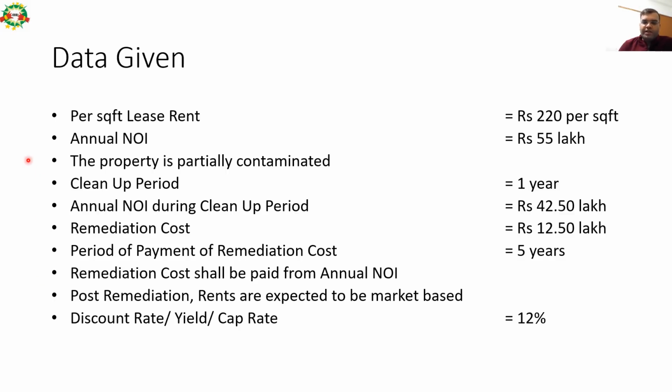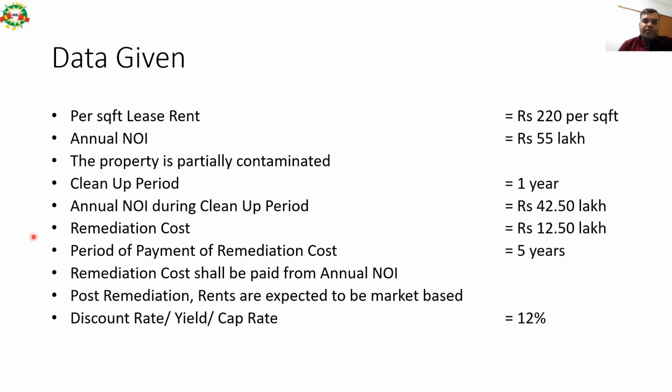Then annual NOI is given. The property is partially contaminated. It is also in fact given in the question. Cleanup period is given as 1 year. Annual NOI, net operating income, during the cleanup period is 42.50 lakhs. Remediation cost is given as 12.50 lakhs per annum.